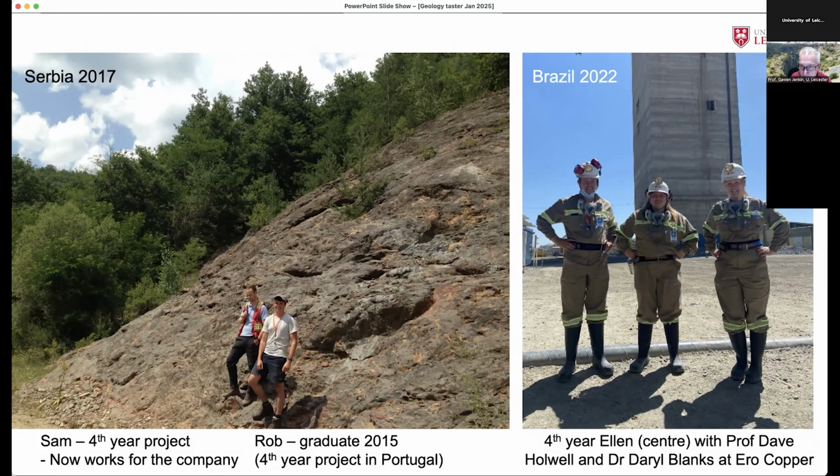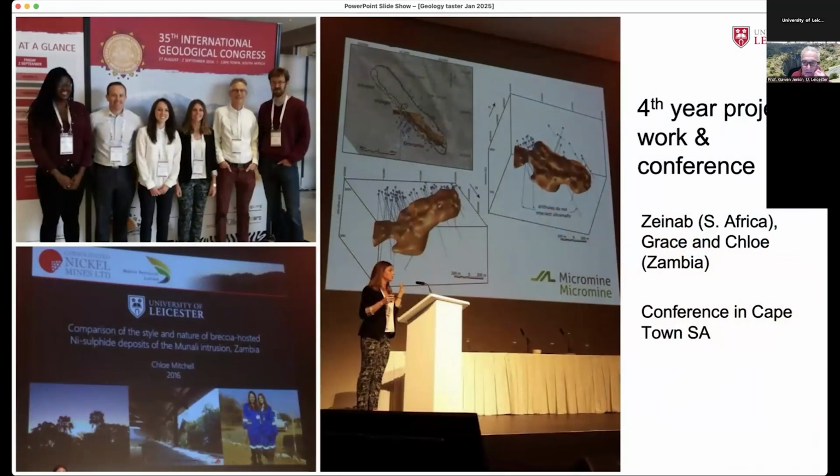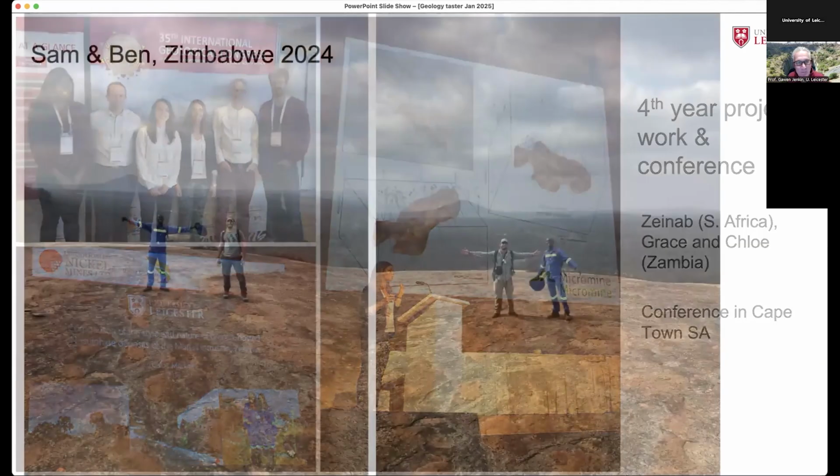We have Ellen here on the right in Brazil with another member of our staff, Dave Holwell, and Dr. Blanks here, who's actually also one of our graduates who did her PhD after doing her master's degree. And we also take students not only to foreign trips, but also to conferences, for example. So here are three students who did projects in Africa, and then we took them to a geological conference in Cape Town for them to present their results.